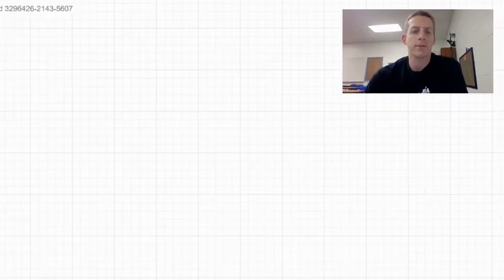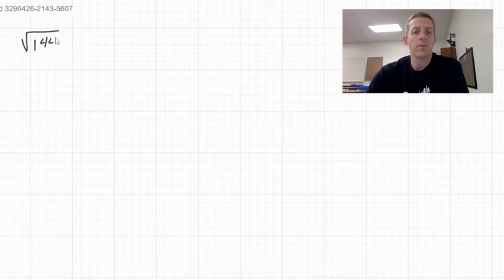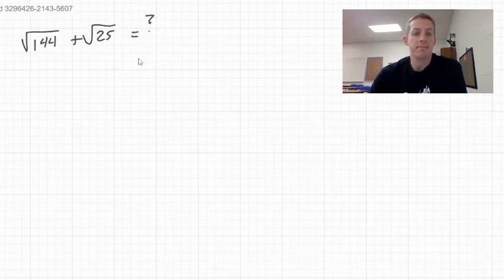Another thing to talk about whenever we're doing radicals is the order it happens in. So let's say we have the square root of 144 plus the square root of 25. What is that going to get us? What do you think it's going to get us? Well, if we're assuming this is the square root, this is going to be 12. And remember, since there's no symbol here, we're assuming it's going to be the positive. Plus, that's going to be 5. It's going to be 17.